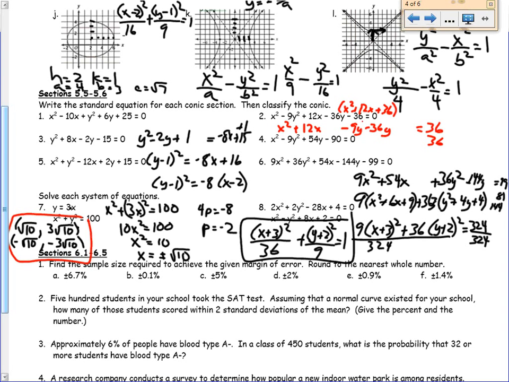Okay. You factor out your negative 9, and that leaves you with y squared minus 4y. 9 times 4 is 36. That cancels that out. So it would be x plus 6 squared, minus 9 times y minus 2 squared, equals 72. Divide by 72, and it'll give you what it's equal to.